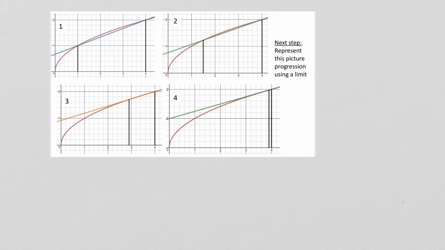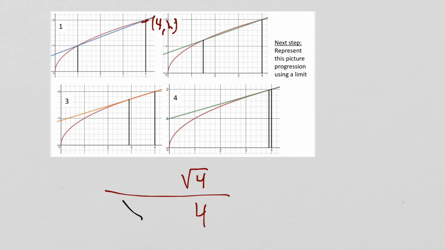We've already said this is a square root x function. So square root 4 over 4, right? It's a point at 4 comma 2, right? Another way of saying square root 4 is just 2. Okay, and then what we have is this other point that seems to be getting closer.